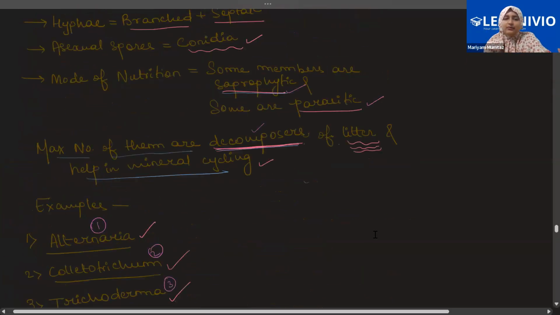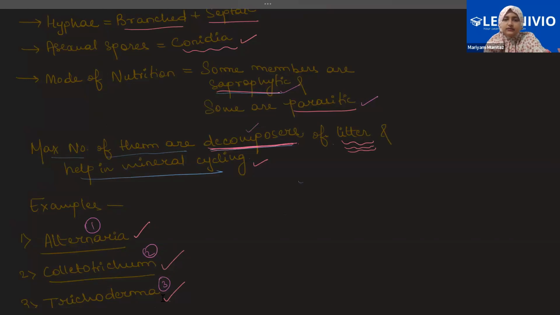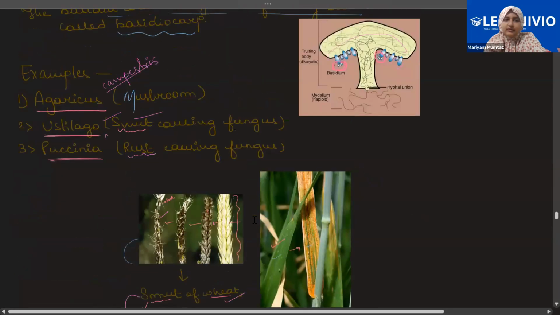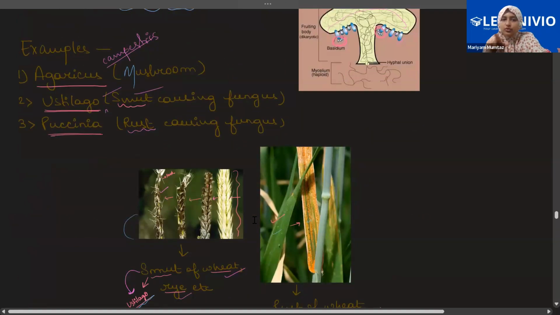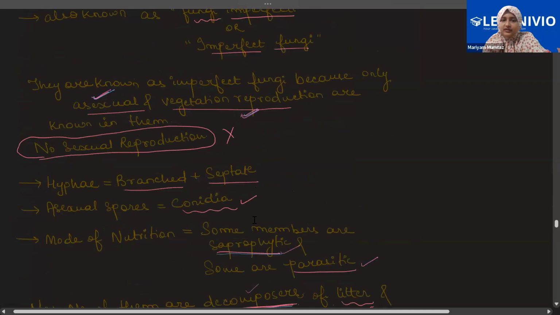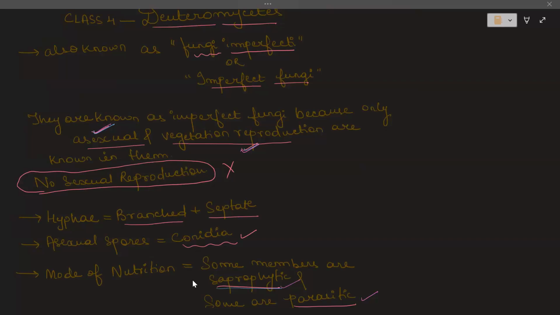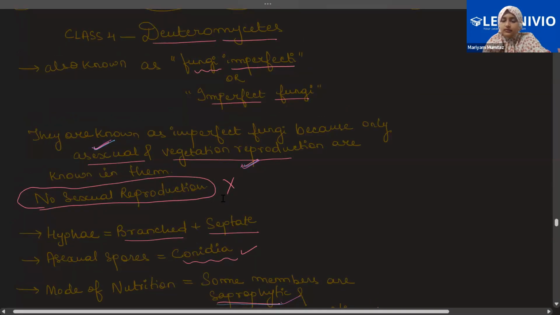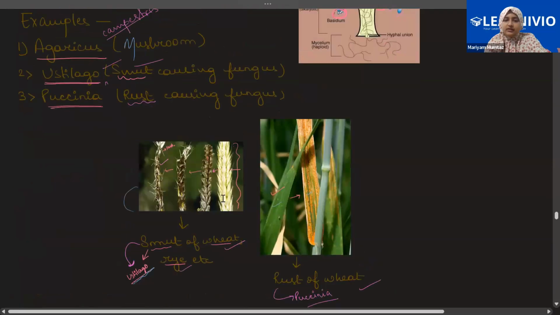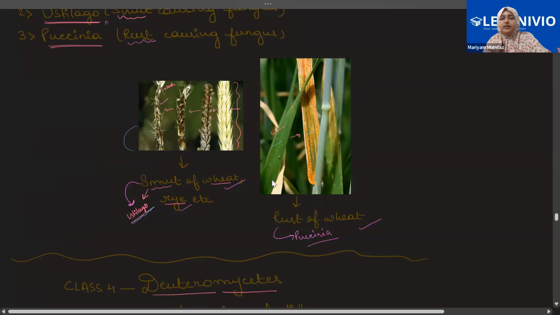Now, tell me, where were we in the previous class? Where did I leave off? Examples of parasitic basidiomycetes. Ma'am, you showed till rust mites, asexual spores and absent. And I haven't explained deuteromycetes yet. Okay, so we have discussed the rust and the smut.